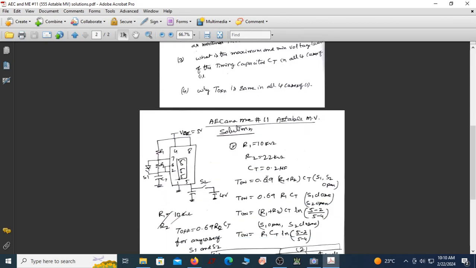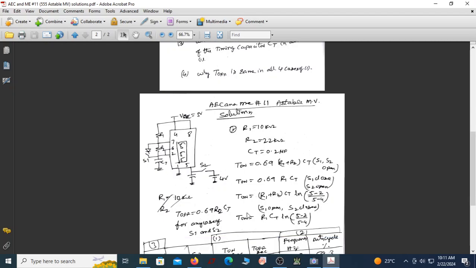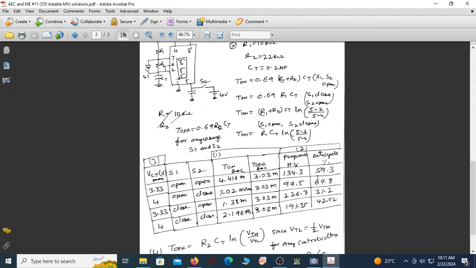Of course, this is what is written here. I have written: when both are open; when one is closed, the other is open. So when S2 is open, you are not changing the control voltage, but you are changing the resistor. We can verify.